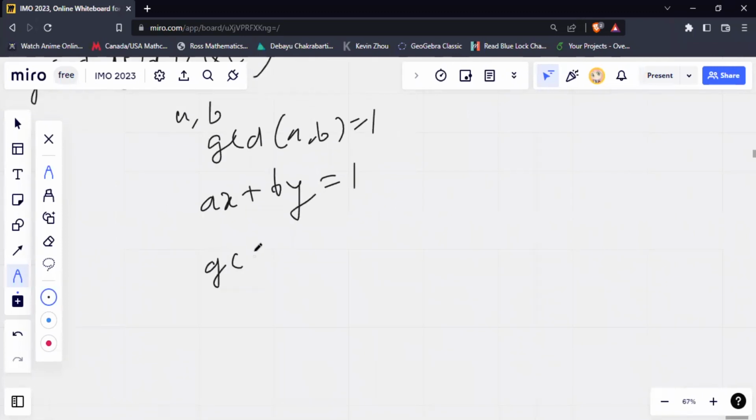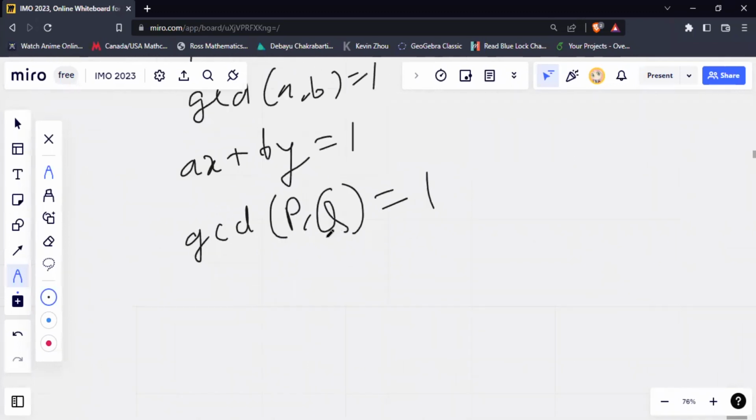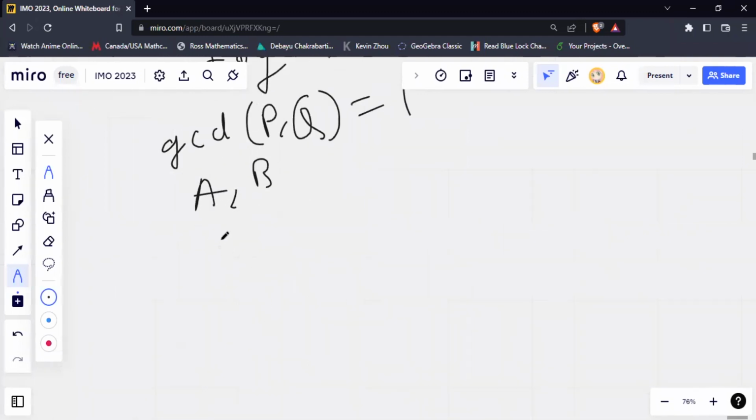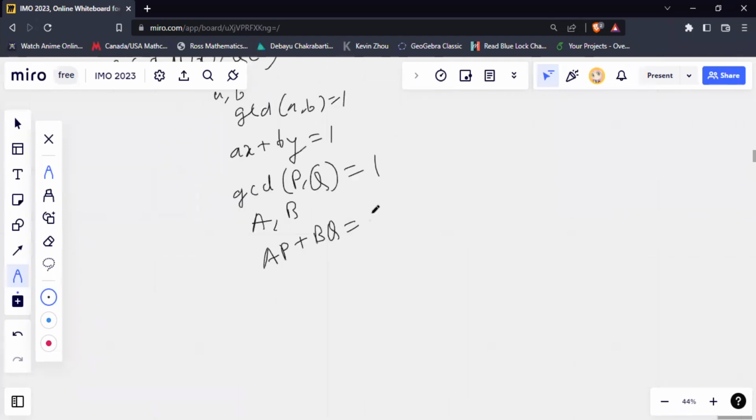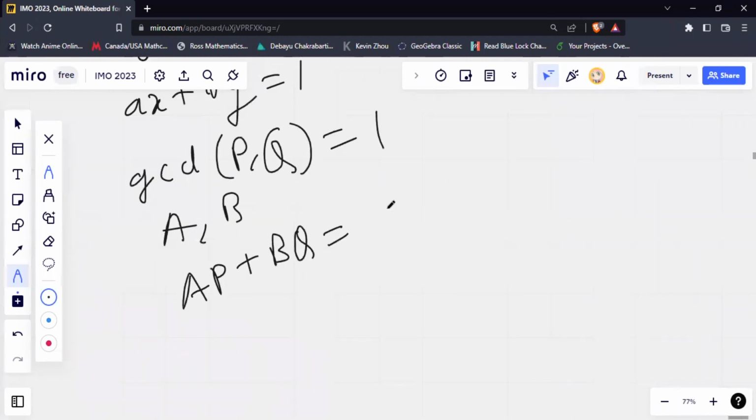Similarly, if you have two polynomials p and q which have GCD 1, then you can find two other polynomials a and b such that a times p plus b times q is 1. Sometimes you run into problems with the leading coefficient, so you can just say it's c, and this is a number.